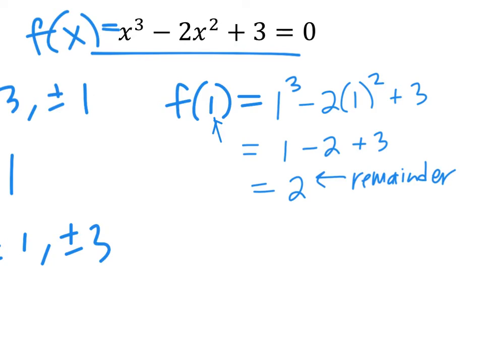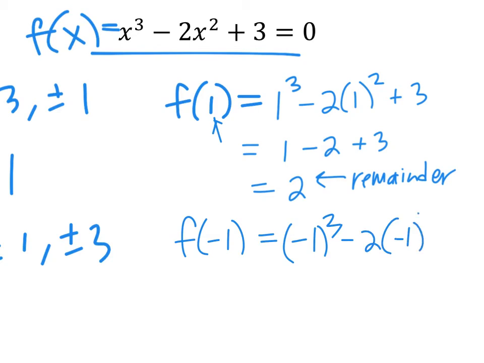All right, we have 3 more numbers to check. Which one do you guys want to do next? Negative 1? Okay, all right, so negative 1 cubed minus 2 times negative 1 squared plus 3. Negative 1 cubed is negative 1. Negative 1 squared times negative 2 is minus 2 plus 3. Minus 1 minus 2 plus 3 is what? 0. Yes, we found it. Now what?